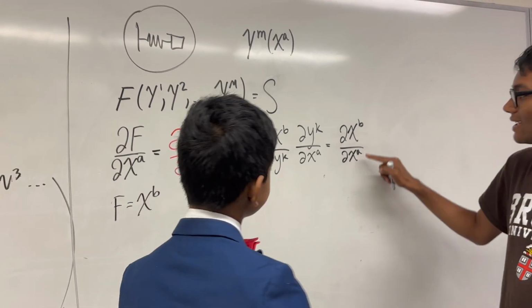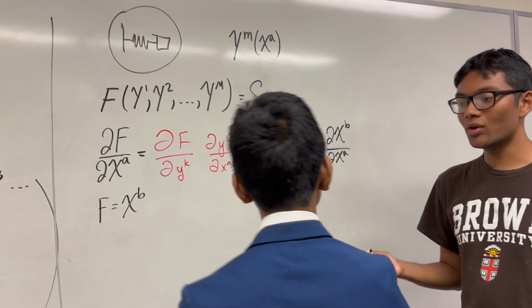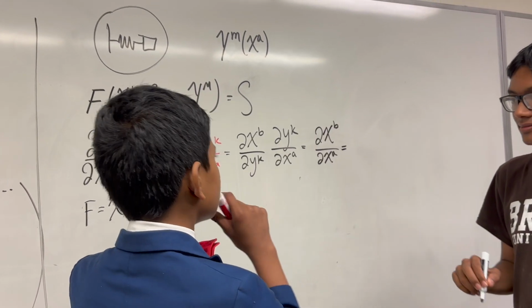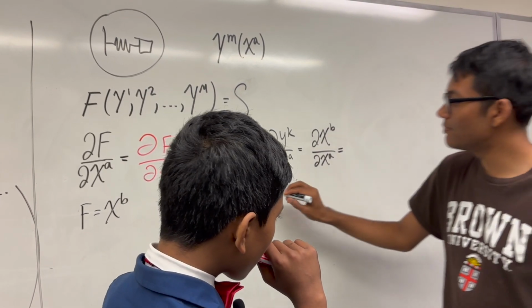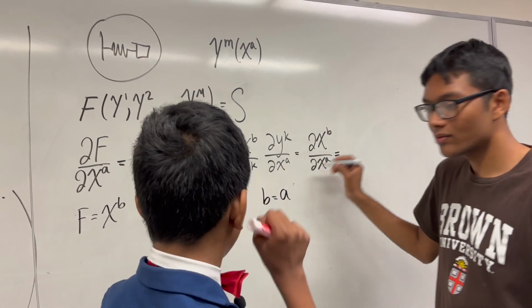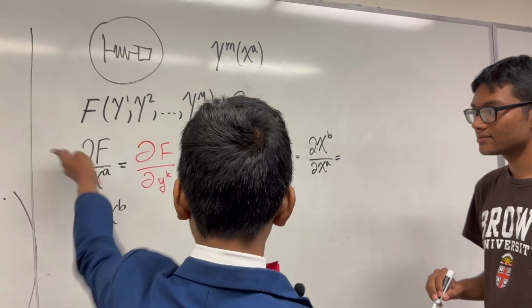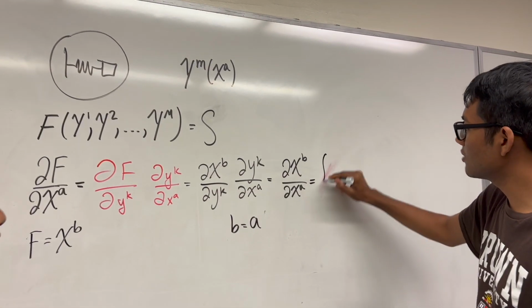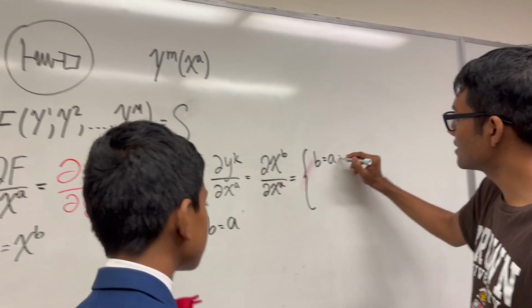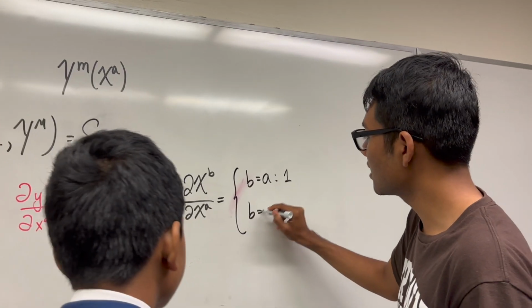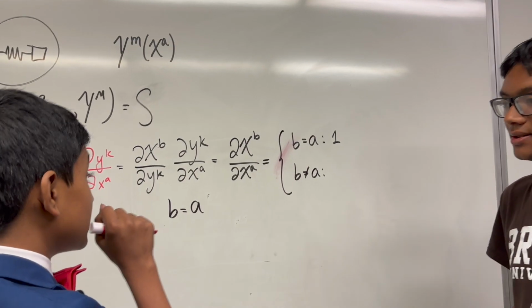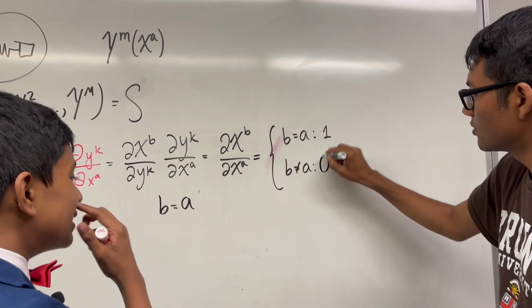Now, if xb and xa are independent coordinates, you want to guess what this would be? Let's say that b is equal to a. What would this be? But then the whole point is moot. This is just 1. So if b is equal to a, then this is equal to 1. What if b is not equal to a? Let's say you have orthogonal coordinates here. Is it 0? It's 0.